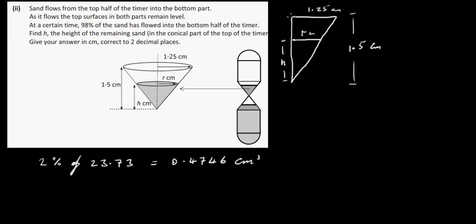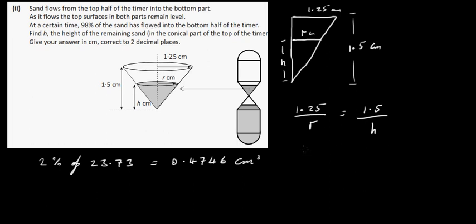We can say this side, 1.25 over r, is going to be equal to, now remember we started with the big triangle, this side in the big triangle divided by its corresponding side in the smaller triangle, is going to be equal to this side in the big triangle, which is 1.5, divided by its corresponding side in the smaller triangle, h. Because we have to find h, I'm going to write r in terms of h.